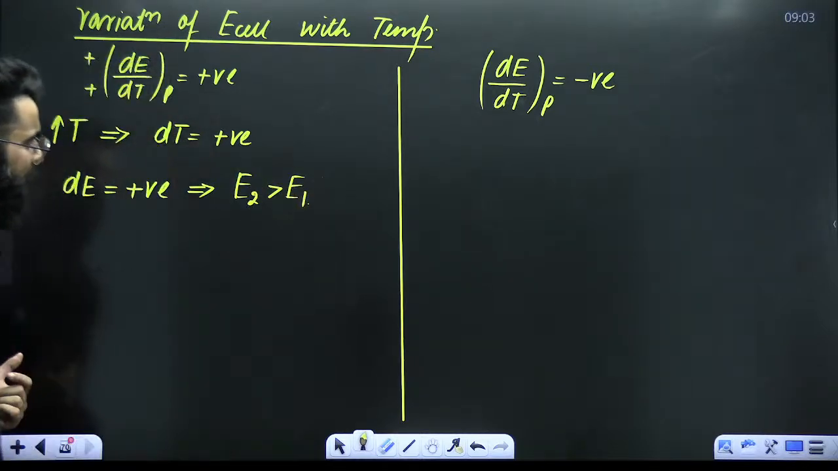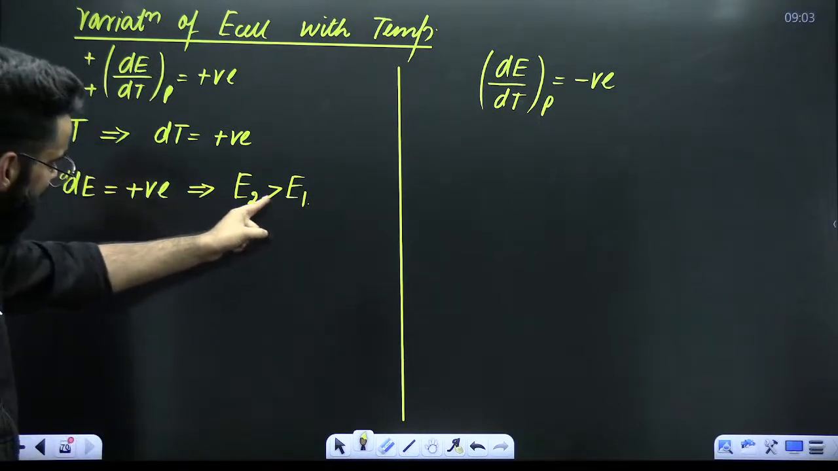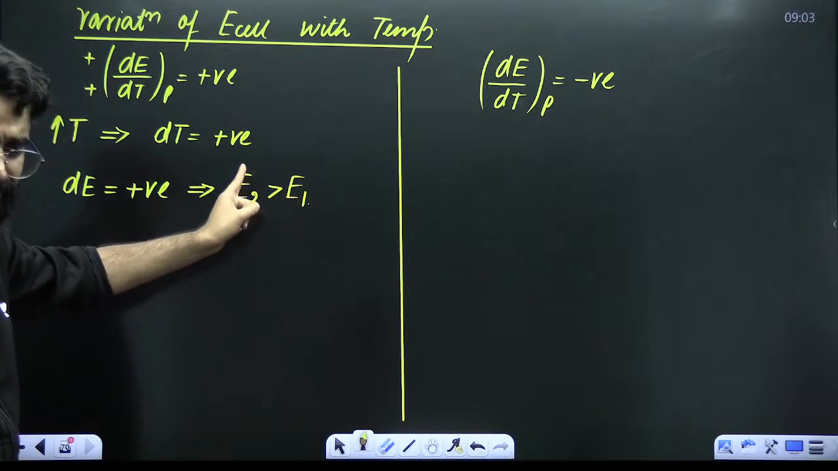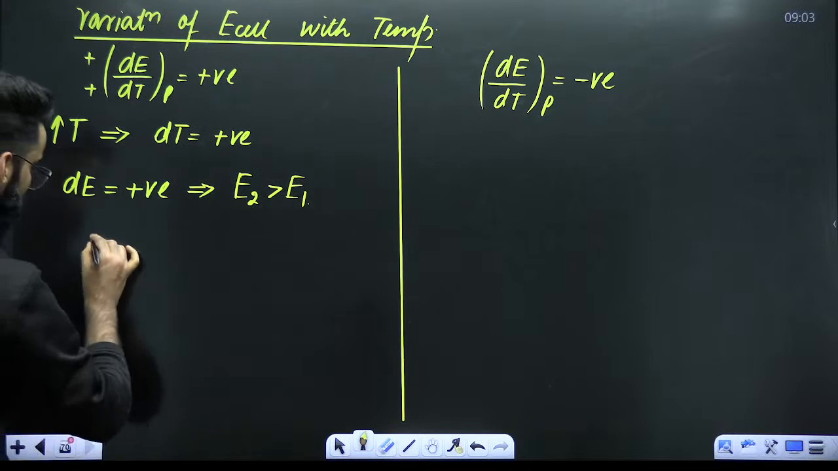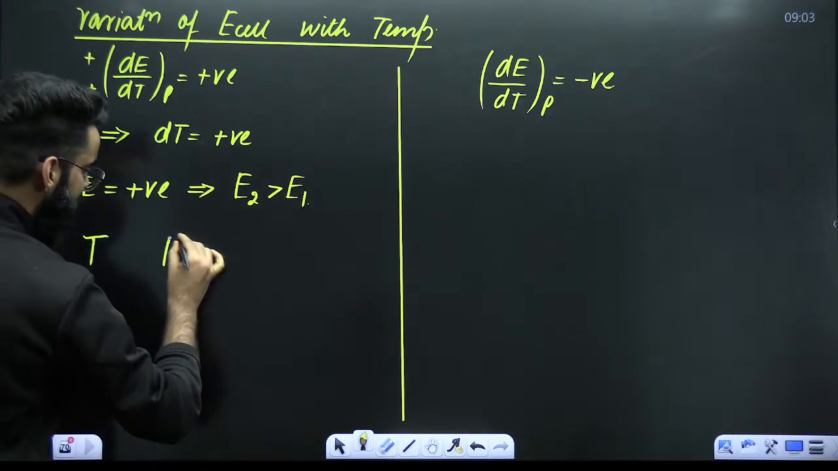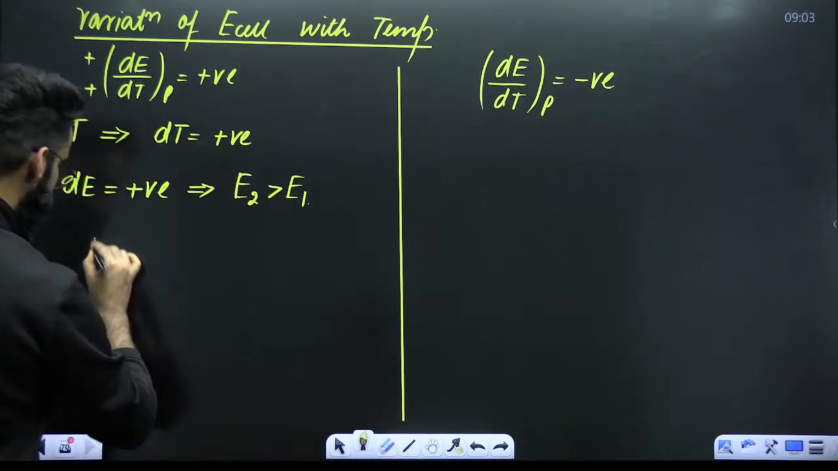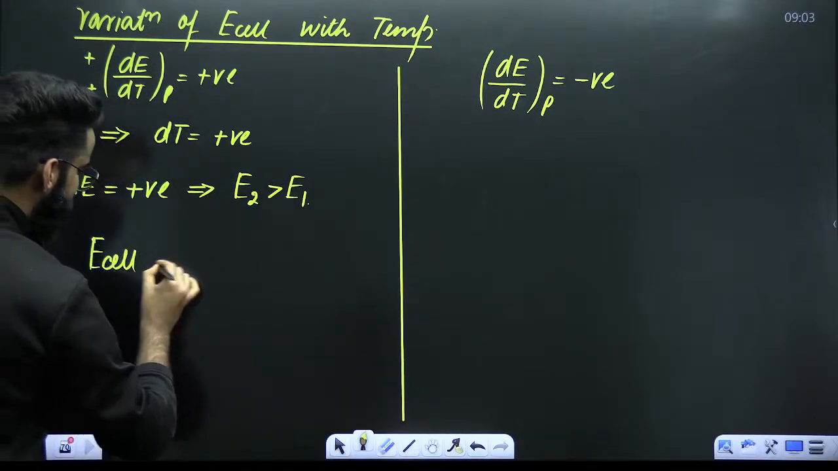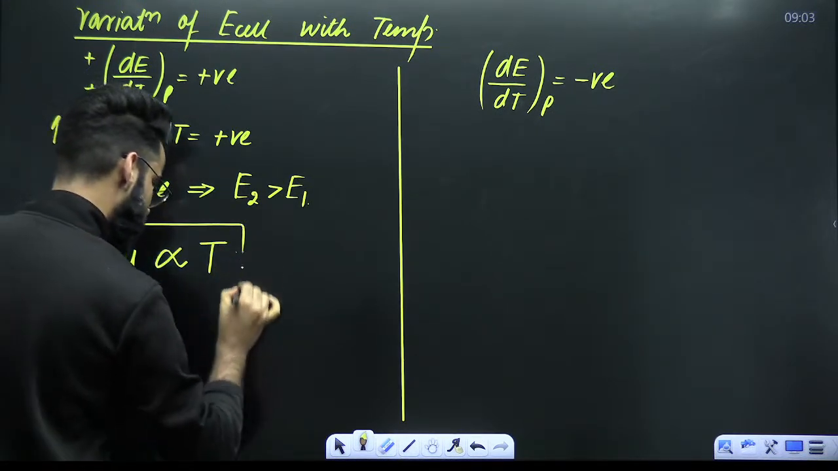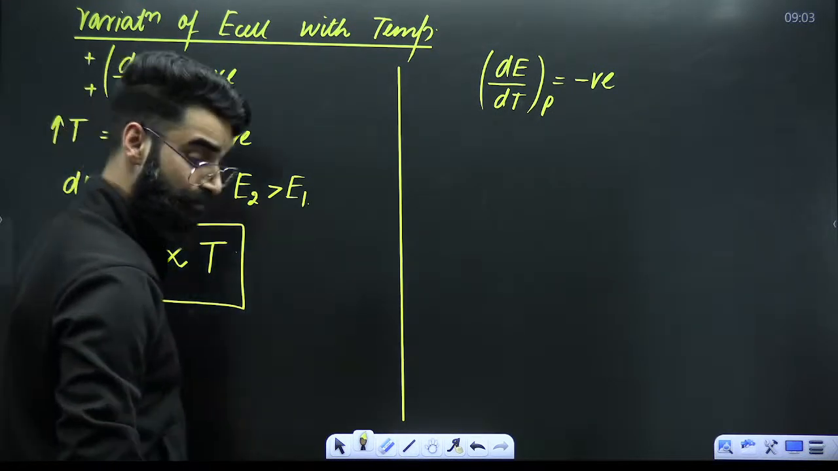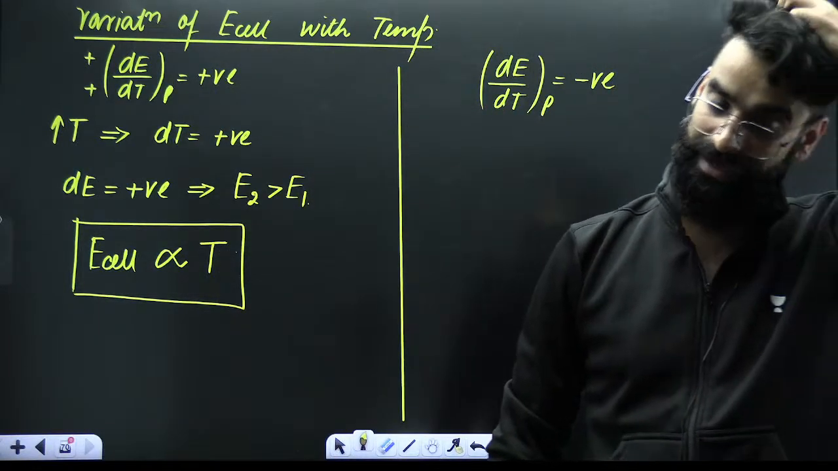So what exactly did you conclude from here? Upon increasing the temperature, is EMF increasing or decreasing? E2 is greater than E1. I'll say upon increasing the temperature, the EMF increases. So directly you can say E cell is directly proportional to temperature for those cells which have got positive temperature coefficient. I hope this is clear.